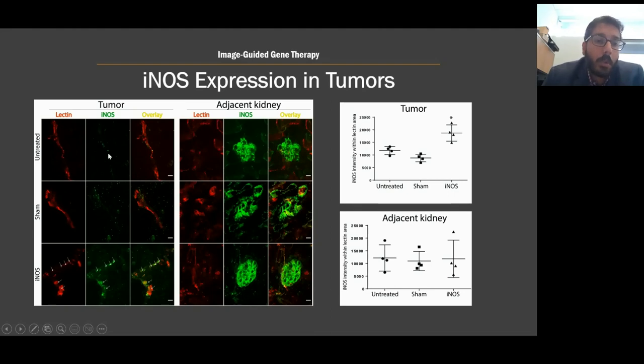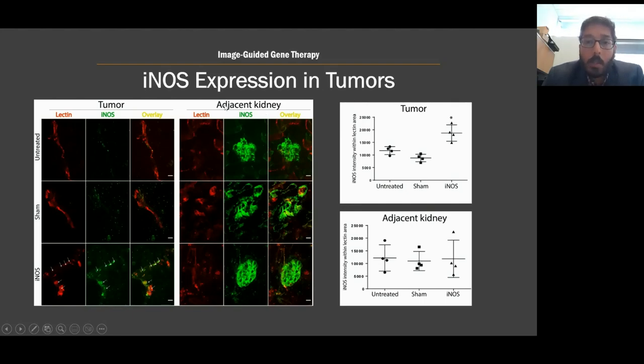You're just seeing essentially background staining, whereas inducible nitric oxide synthase is observed with the functional plasmid treated group. Importantly, we do see that it is mainly co-localized where the blood vessels are occurring, indicating that it is most likely being expressed in the vascular endothelial cells or nearby.